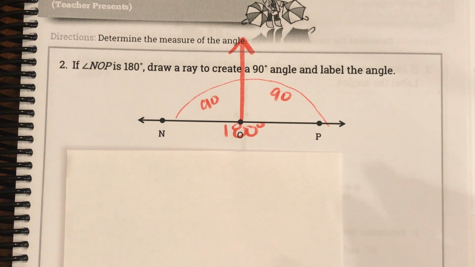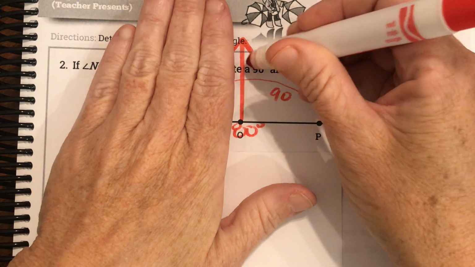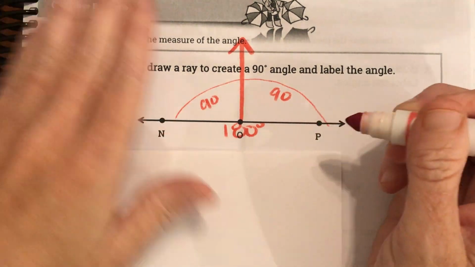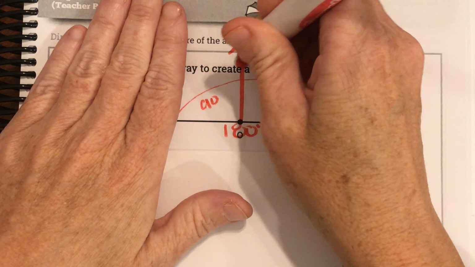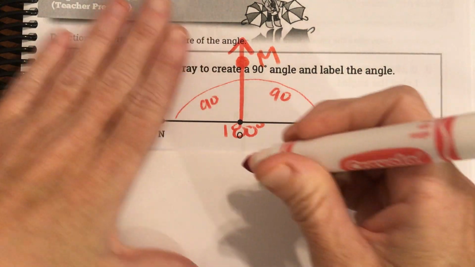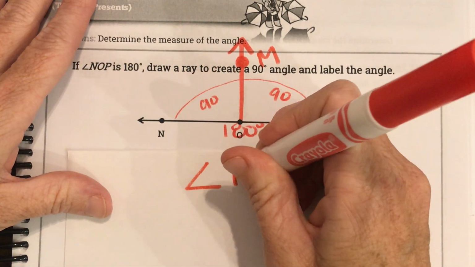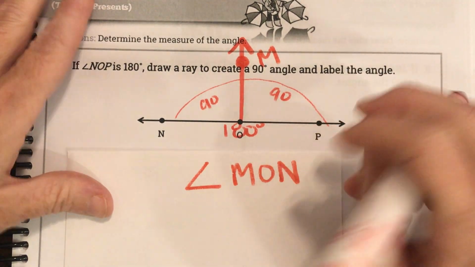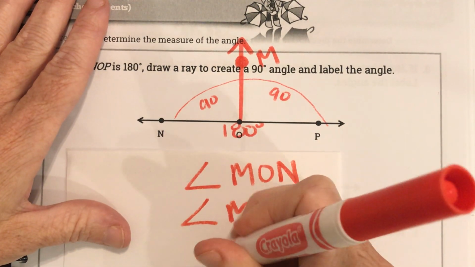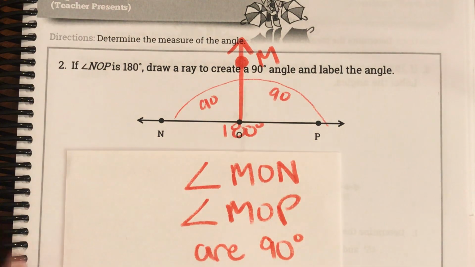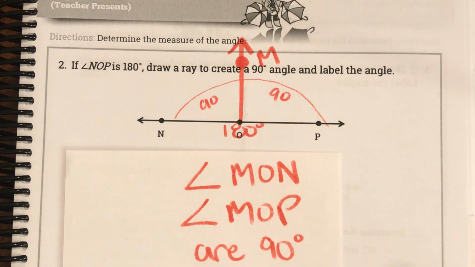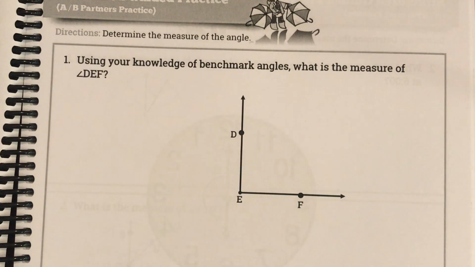And they said they want me to label it. Well, I would have to maybe add another letter, or I could just use the O and say angle O, but that might not be as clear. So maybe let's add another point, and I can say, maybe I'm gonna add an M for Munoz. So I could say angle M-O-N and M-O-P are 90 degrees. Both of those are 90. So M-O-N is 90 and M-O-P is 90 as well. Okay, let's look at another one today.